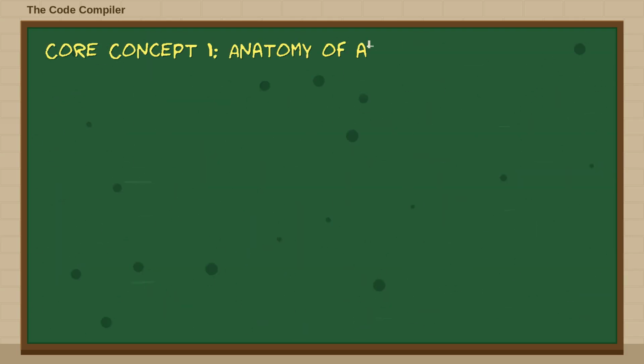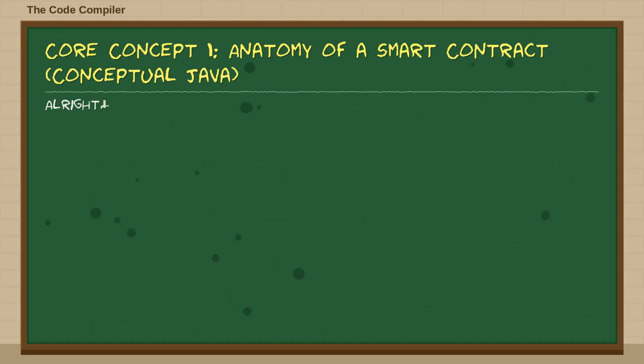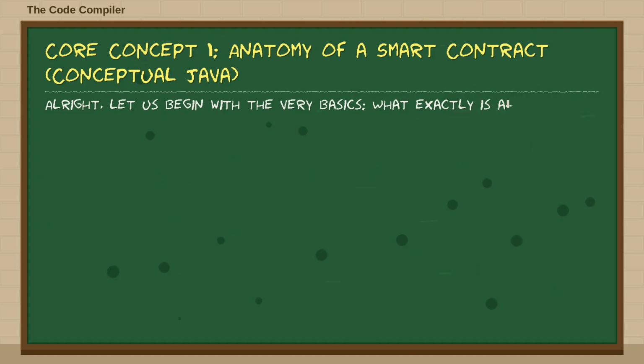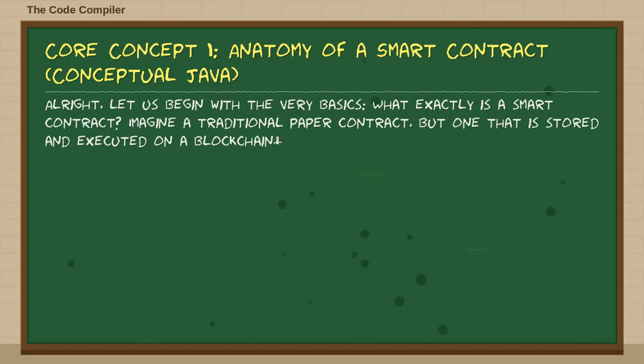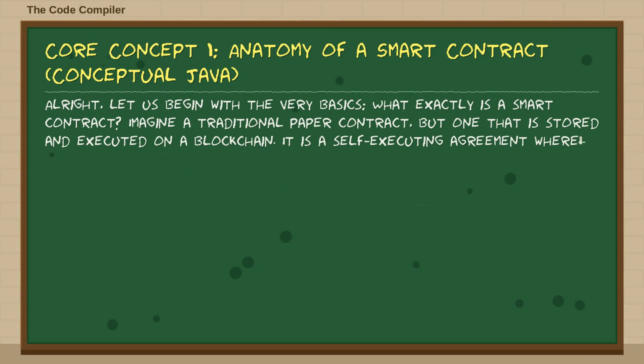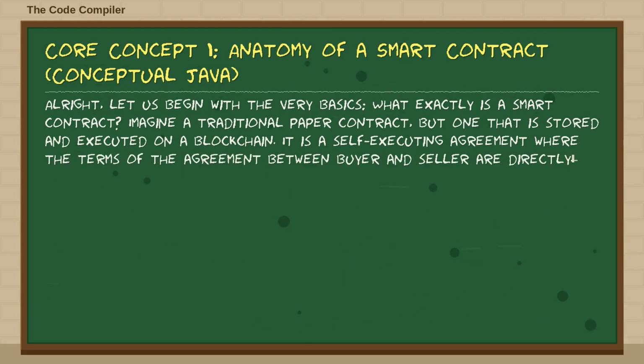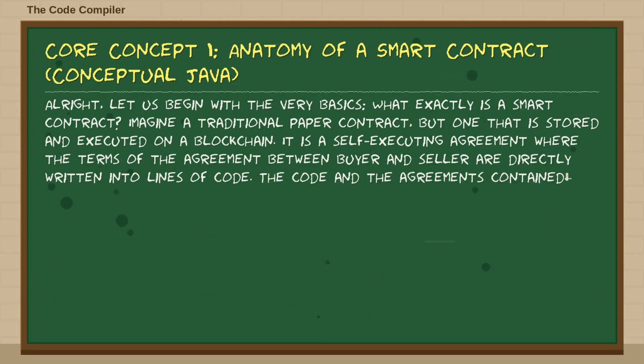Alright, let us begin with the very basics. What exactly is a smart contract? Imagine a traditional paper contract, but one that is stored and executed on a blockchain. It is a self-executing agreement where the terms of the agreement between buyer and seller are directly written into lines of code. The code and the agreements contained therein exist across a distributed, decentralized blockchain network.